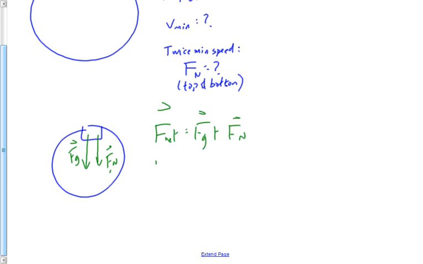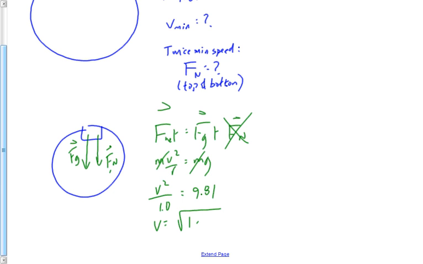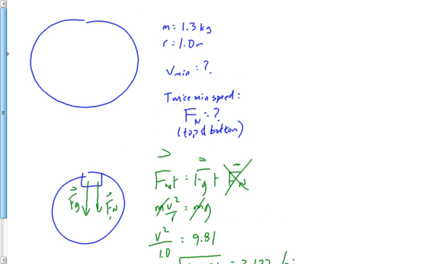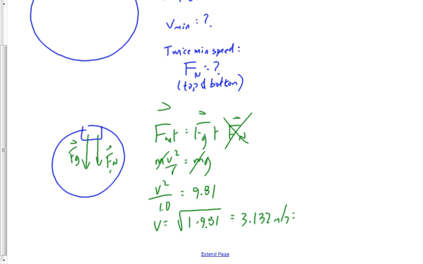Net force is also mv squared over r. Force of gravity is m times g, but the normal force is 0. When you're looking for minimum speed, the normal force is 0, always. Now in this case, we can cancel out an m because it appears in both terms. V squared over 1.0 meters equals 9.81. So we're going to say V, the minimum speed, is the square root of 1 times 9.81. We get 3.132. Or we round this to, how many digits should we be? 3.1. There's the min speed.